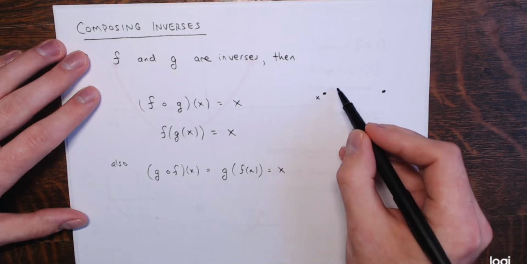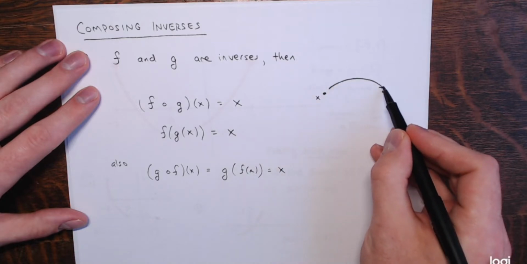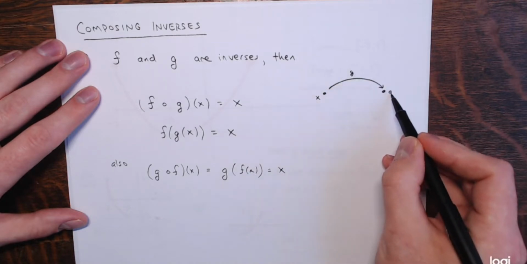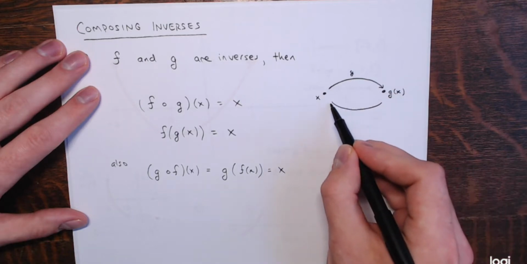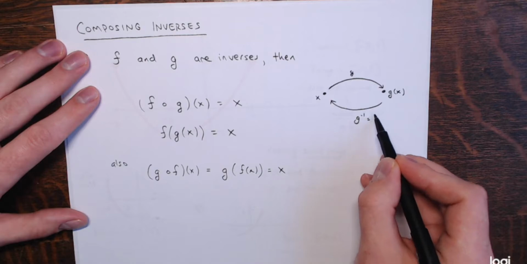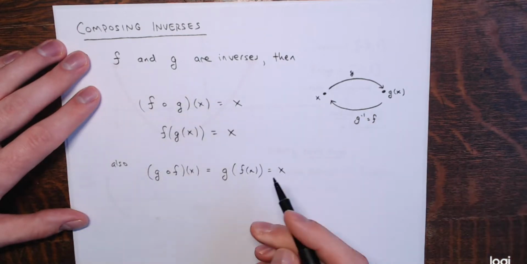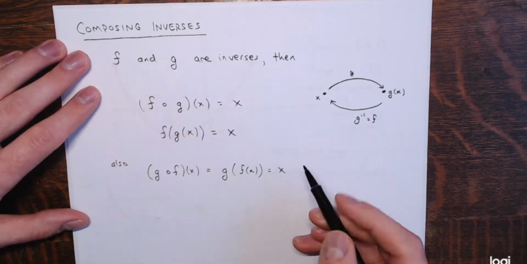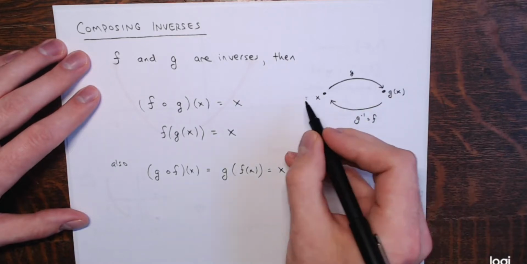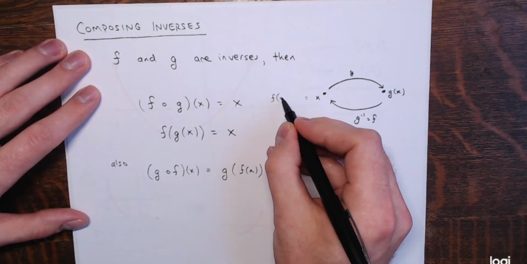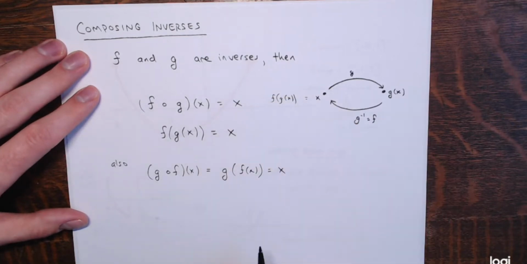If a value x goes through g, to g of x, and then you go through the inverse, g inverse, which is called f, as they say, f and g are inverse. So f is g inverse, g is f inverse. It's going to take you right back. So x is the same thing as f of g of x. It takes you right back to where you started from.